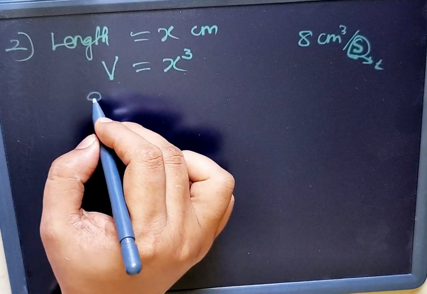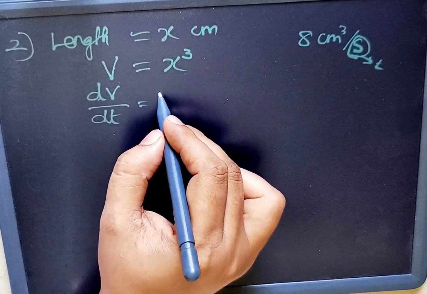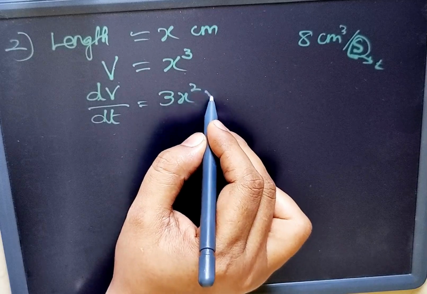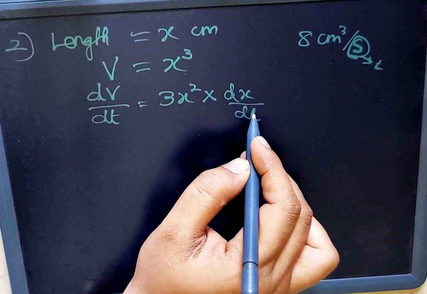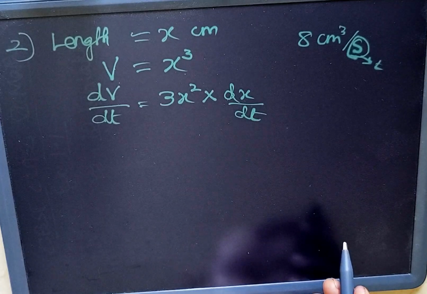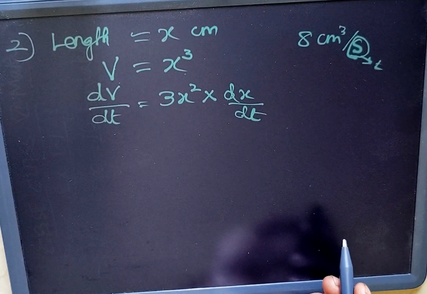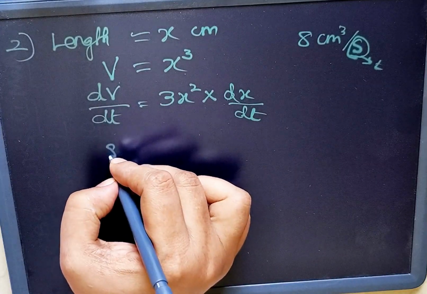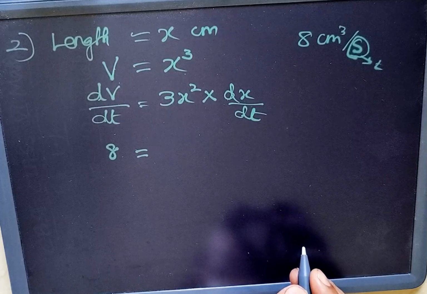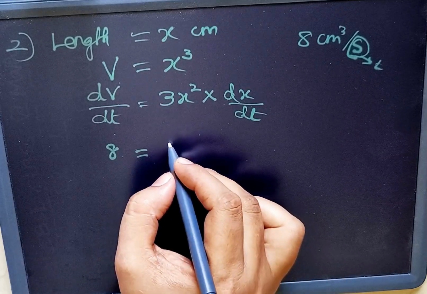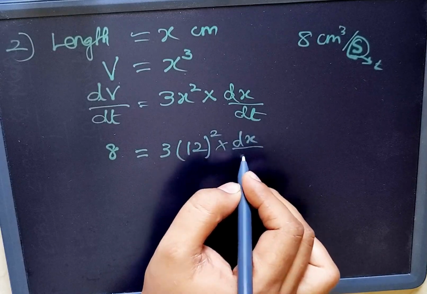Differentiating both with respect to time, we get dv by dt, and applying the power rule, 3x square into dx by dt. And in question they have given the volume of cube is increasing at the rate of 8 centimeter cube. So dv by dt is 8. As well as they have given the edge as 12 centimeter. So 3 into 12 square dx by dt.